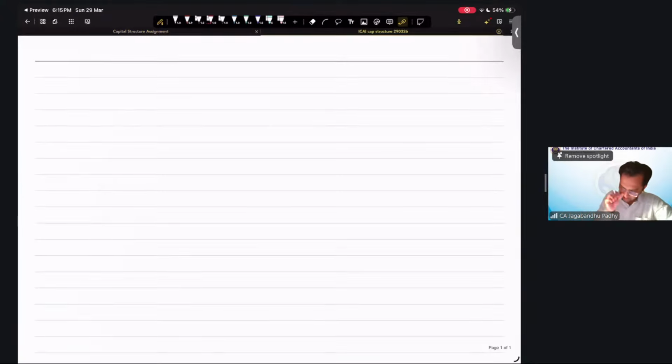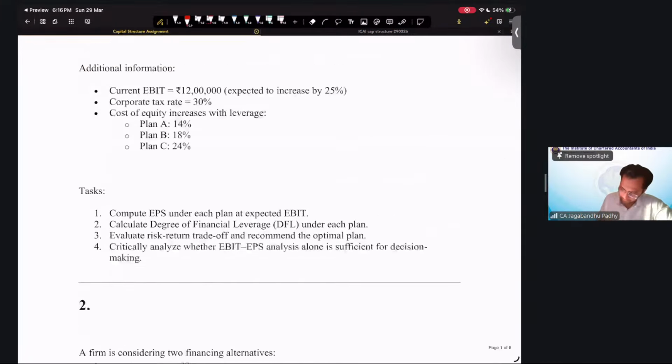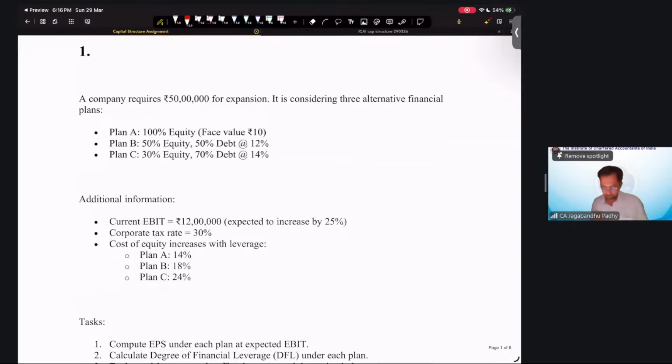Okay, let me just try to solve it. We have plan 1, plan 2, and plan 3. For all the three plans, plan A is keeping 100% equity, so it requires 50 lakh for expansion. If it's 50 lakh for expansion, plan 1 is to raise it fully by way of equity.